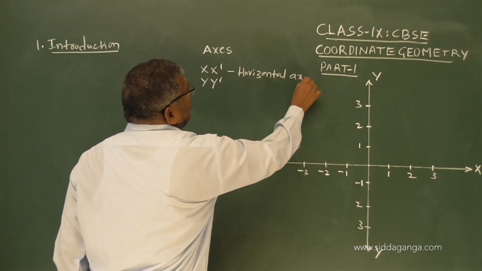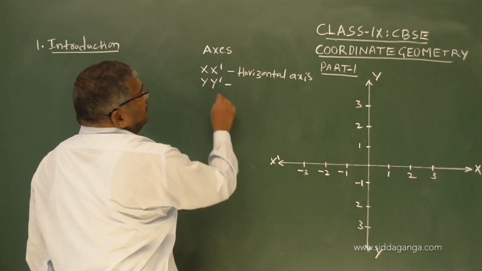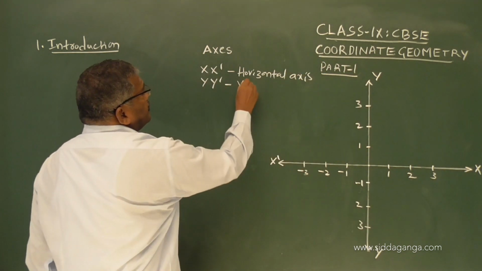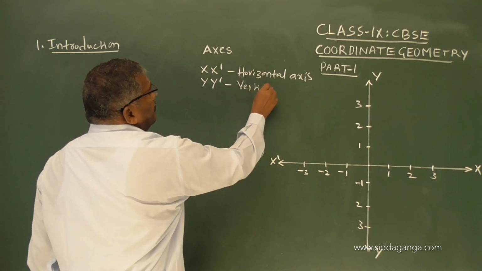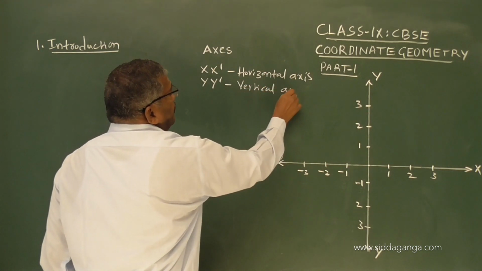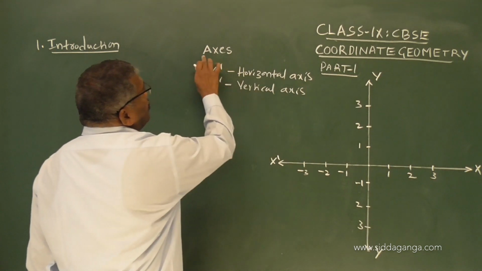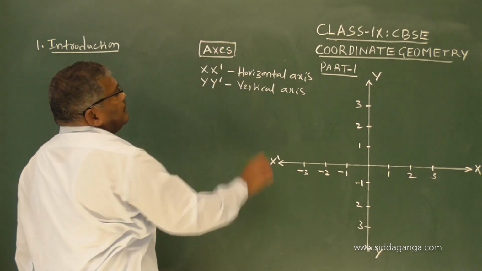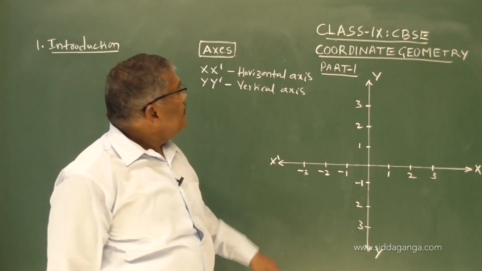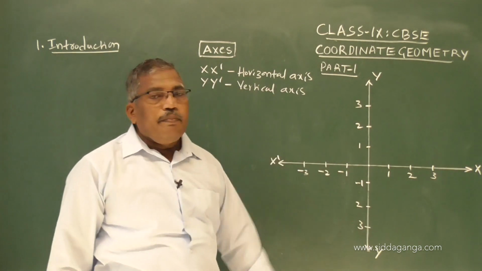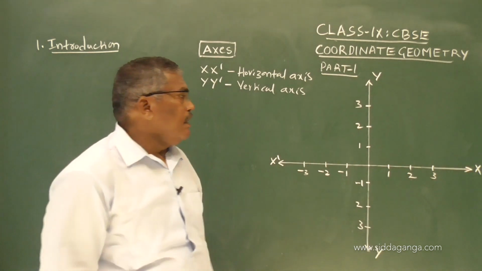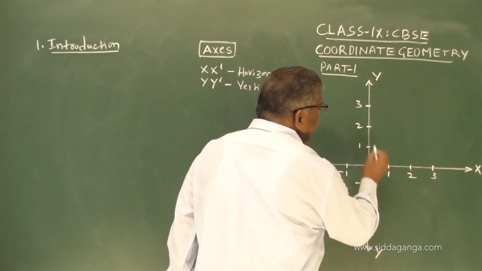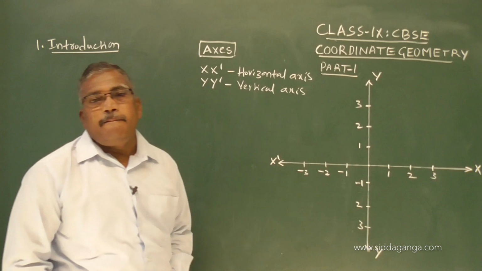Axis. And y dash is the vertical axis. So these two, put together, are called axes. Axis you can say, axes. These two intersect at a right angle. So here it is 90 degrees.